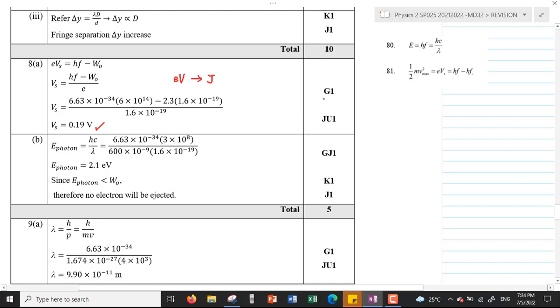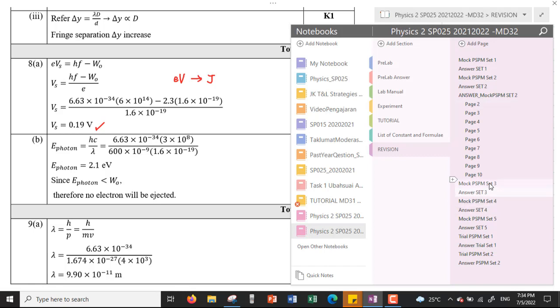Okay, so substitution 1 mark, answer with correct unit 1 mark. Okay, then we proceed to question 8b.